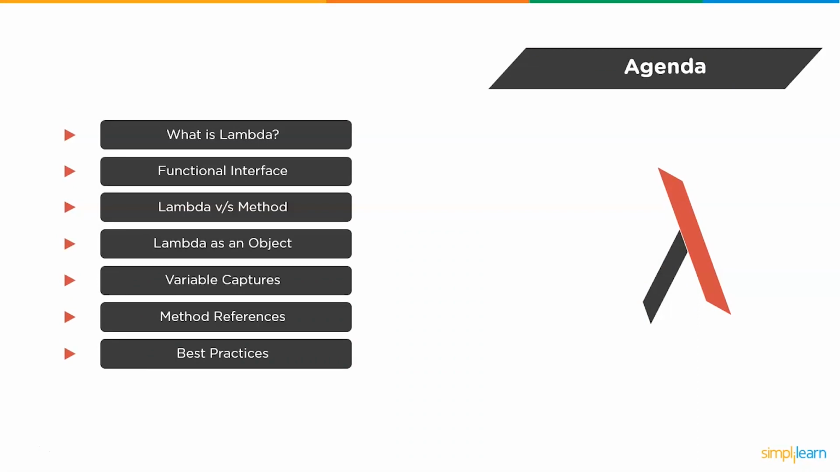Up next, we will find how a Lambda expression is a little different from a regular method. That is, Lambda versus method. Then, the various variable captures possible in Java Lambda expressions. And later, the method references in Java Lambda expressions. And finally, we will wind up the session by learning the best practices in using Lambda expressions in Java.